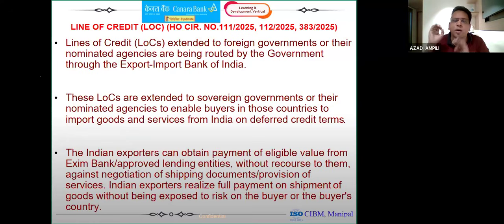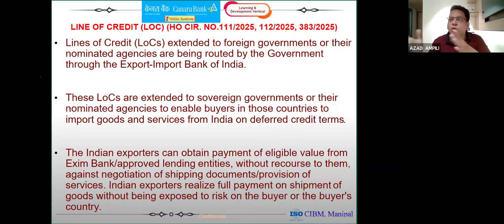LOC extended to foreign governments for their nominated agencies are being routed by the government to the Export-Import Bank of India. Exim Bank will take it. These LOCs are basically extended to sovereign governments or their nominated agencies to enable buyers in those countries to import goods and services from India on deferred credit terms. They don't have money, but they want some goods which are important for them. Indian exporters can also benefit.